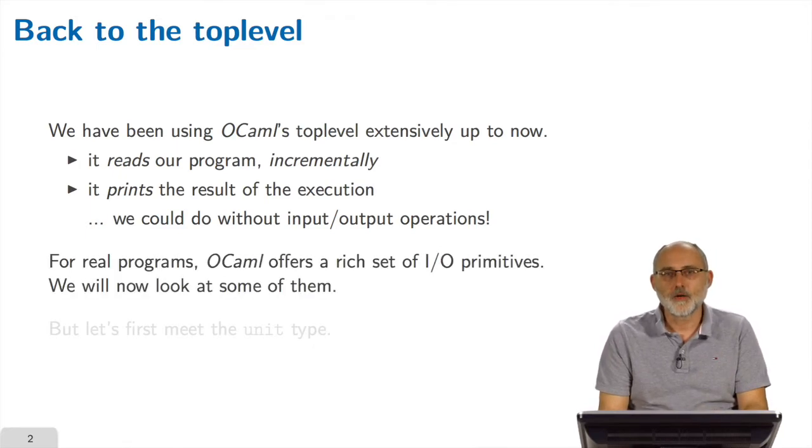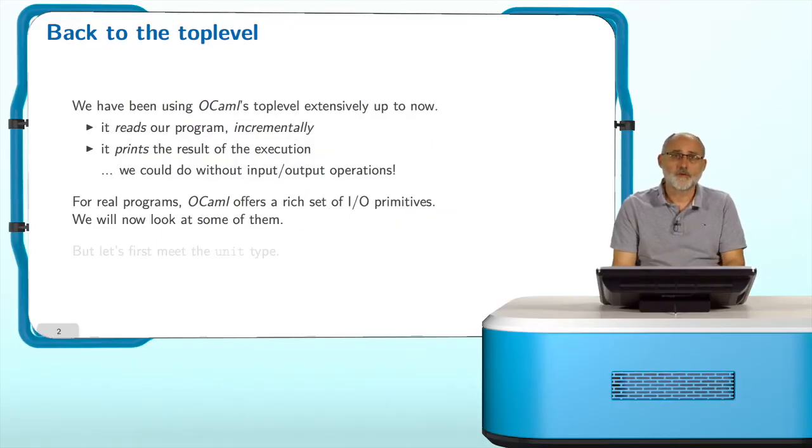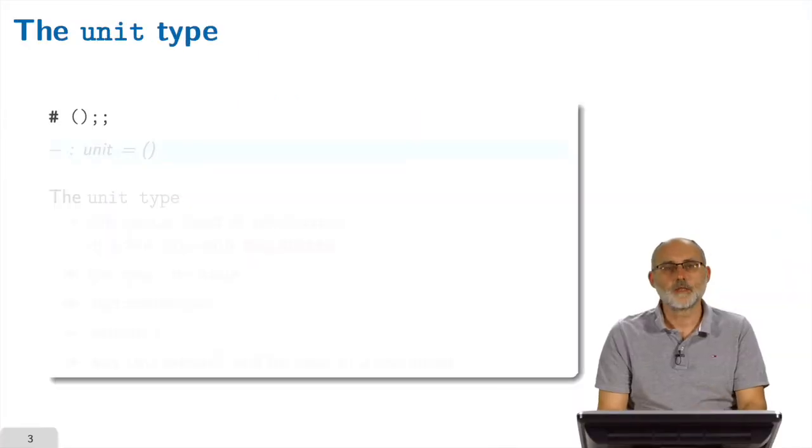But in real programs, of course, you need to be able to read and write to a file, to standard input, standard output. Well, OCaml offers a rich set of I/O primitives. Now we will look at some of them here, but first of all, we need to meet a strange type, which is called the unit type, which is very useful when you start doing operations that have side effects like input and output operations. So let's meet the unit type.